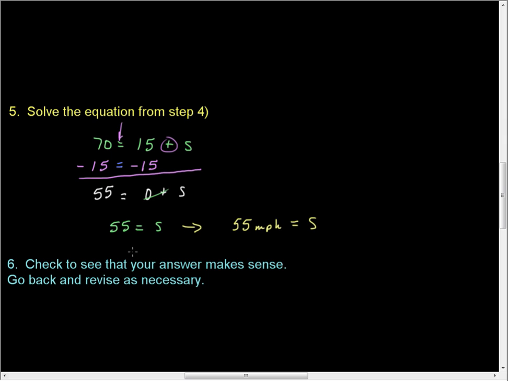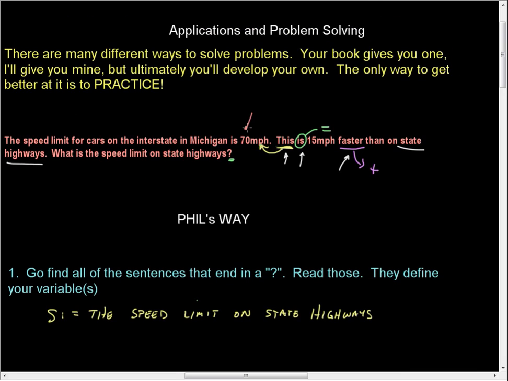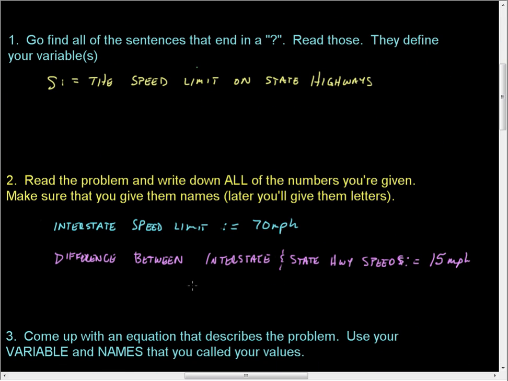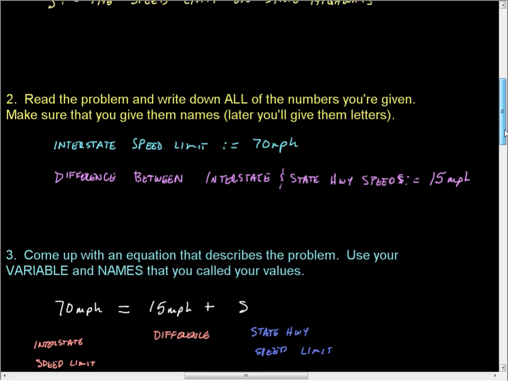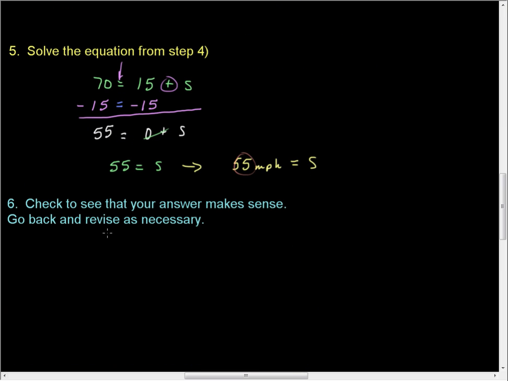So check to make sure your answer makes sense. Here's the check for this one. If you take a look at the 55 and the 70 in the problem, the difference between 55 and 70 is 15. We identified that in number two: the difference between interstate and state highway speeds is 15 miles an hour. So that's our check. At least we're consistent with what we wrote down, hence another reason to write the stuff down. So does it make sense? Yes. Does it make sense in America that your interstates are faster than your state highways? Yes, it does, because there's limited access.